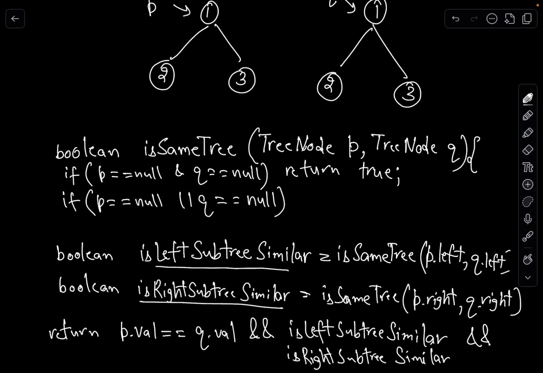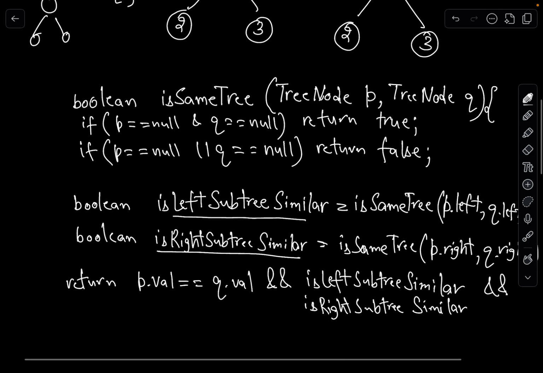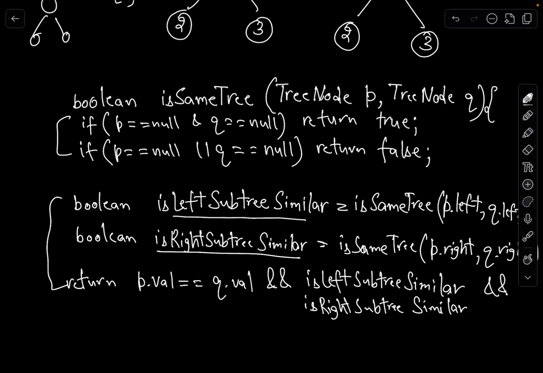So let's say I'm given two trees. The first tree is this, and the other tree is empty. So P node is this, and Q is null. So in that case, I just have to return false because the trees can't be the same, right? So these will be the base cases, these two, and this would be the core logic to check if the trees are similar or not.